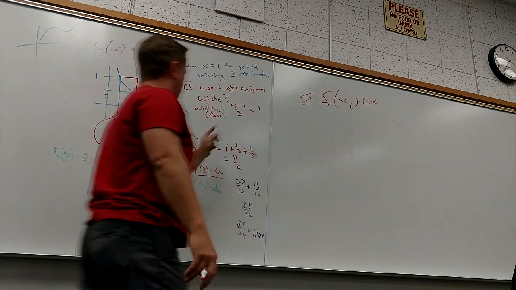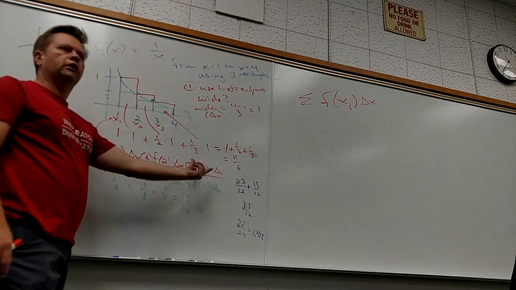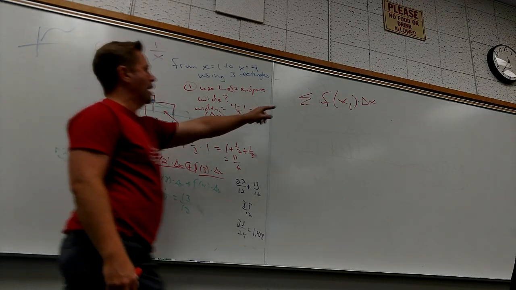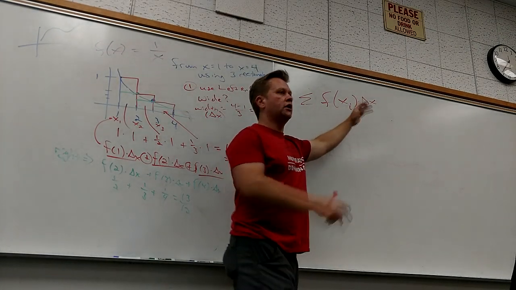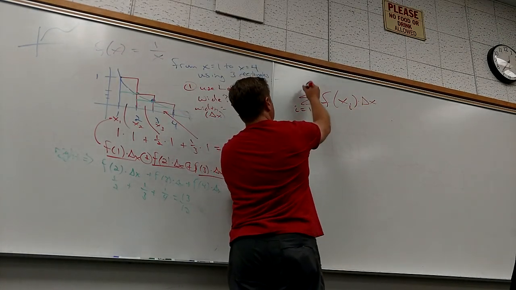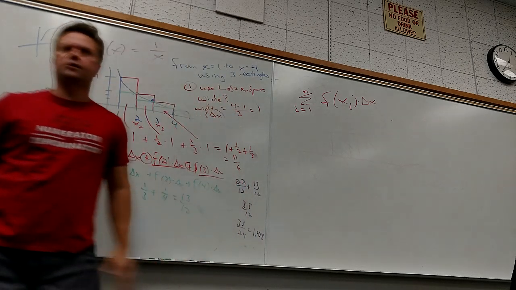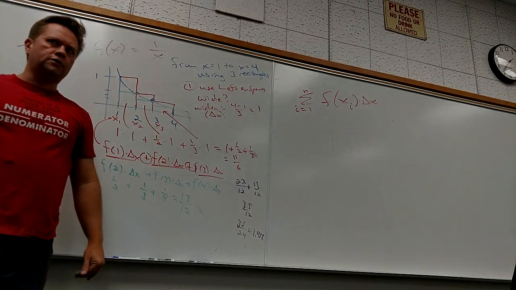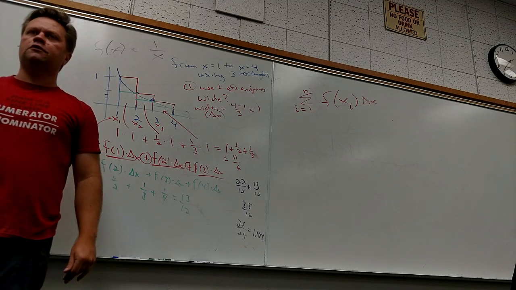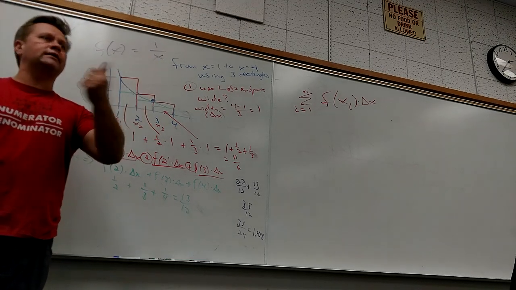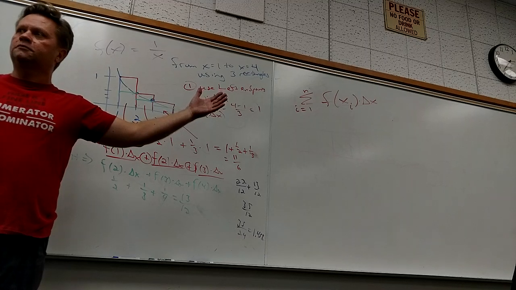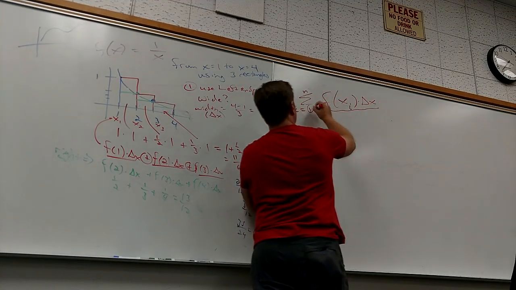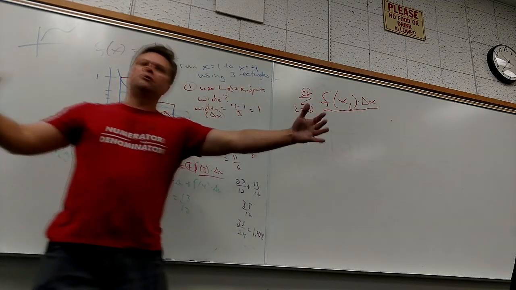How many were there here? 3. Why? 3 rectangles. So I went from 1 to 3. In general, I will go from 1 to n, the number of rectangles you want. That is funky notation, isn't it? But it is the most efficient way to capture the idea for anything. These are areas of rectangles. This tells you how many terms you're going to have to add.